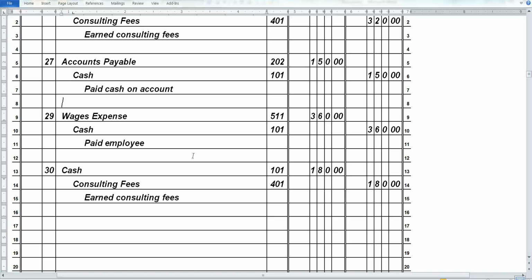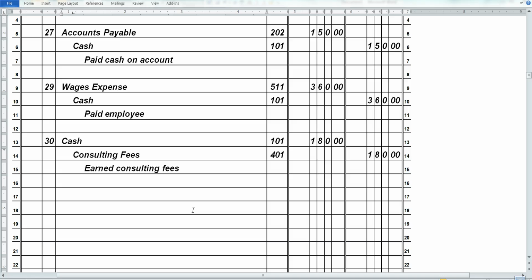Paid part-time worker. They get paid twice a month. It's the end of the month now. Wages expense, cash, paid employee for $360. Received cash for services rendered, $180. Again, consulting fees, $180. Now the next thing that we do, now that we have our general journal, is going to be to journalize our transactions. Meet me at the next video.